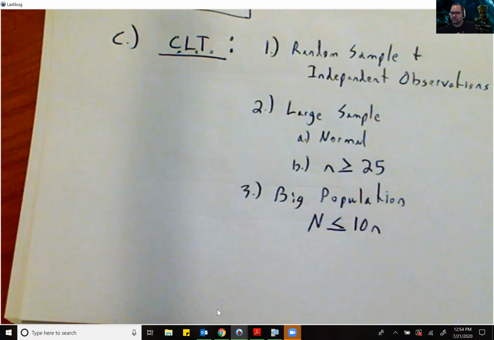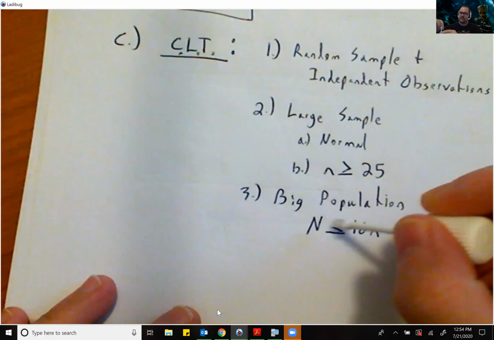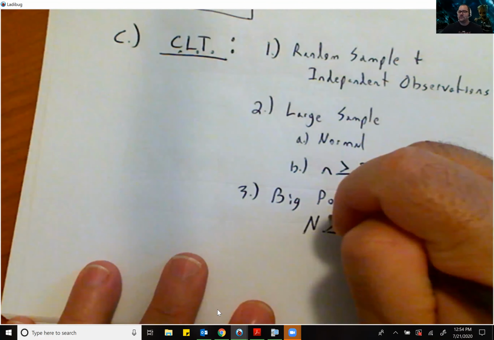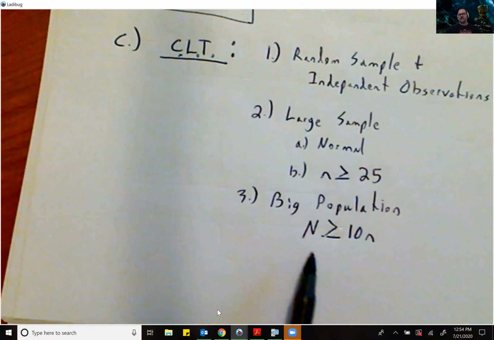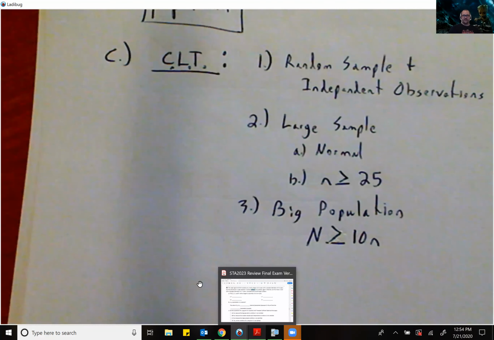Actually, this should have been the other way. Sorry. So the population size is at least 10 times the sample size. So those are the 3 things we have to check. All right. So let's go back and let's take a look at this information.